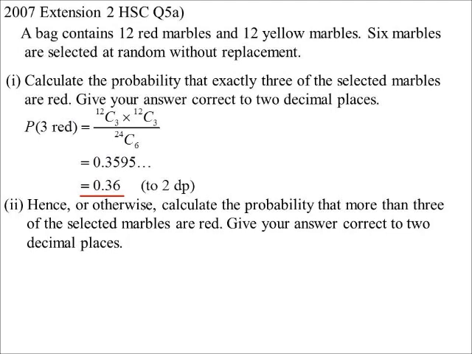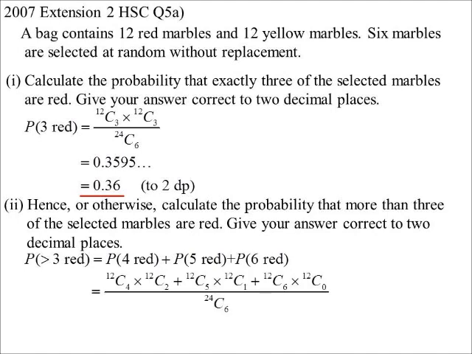Hence or otherwise, calculate the probability that more than 3 of the selected marbles are red. We know the probability for exactly 3 to be red is 0.36. So more than 3 red would be 4 red, 5 red, or 6 red. There we go. Again, the bottom of the fraction is still 24C6. 4 red: from the 12, I'm going to choose 4. That means from the yellow, I'm going to choose 2. So 12C4 times 12C2. 5 red: 12C5, 5 from the red, and 1 from the yellow, 12C1. And then all of them red, 12C6, and then 12C0, I'm going to choose none from the 12 yellow ones. And that all works out to be 0.32.